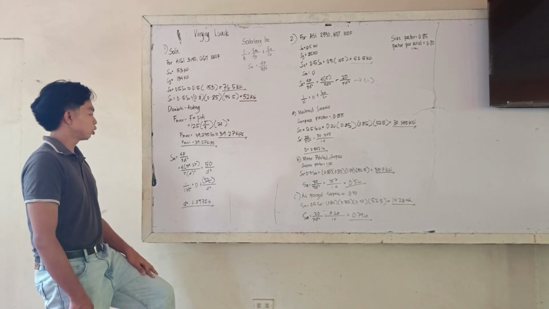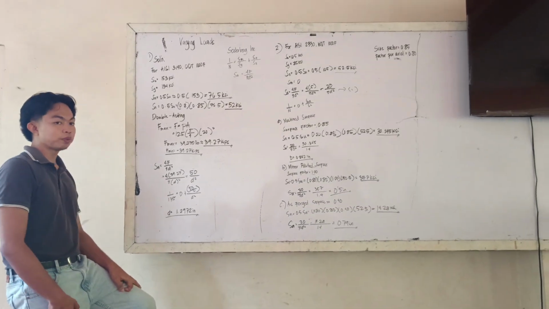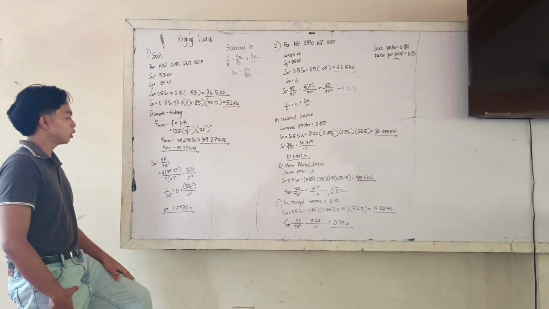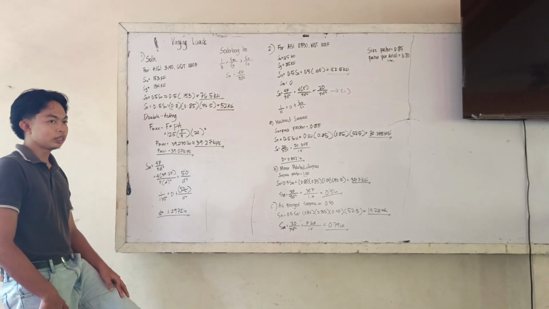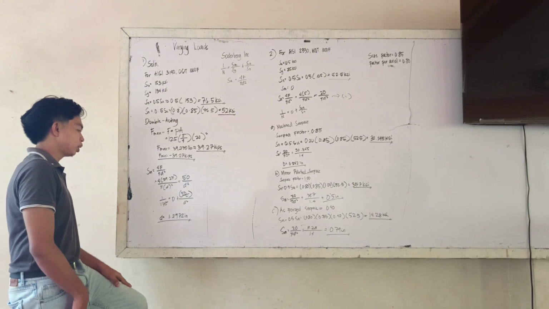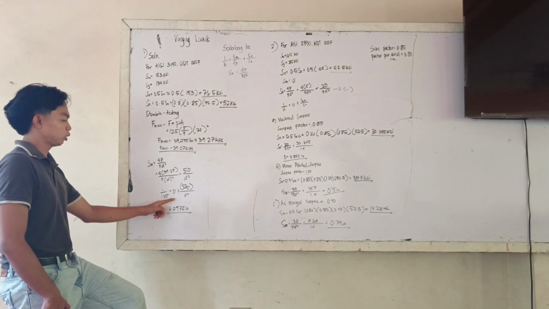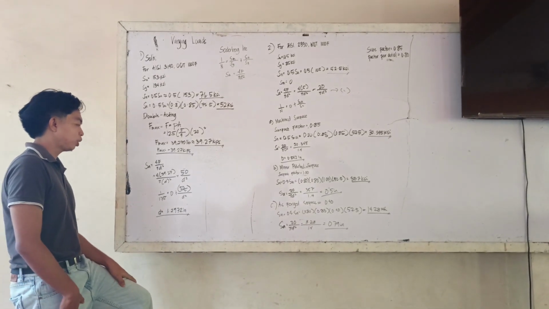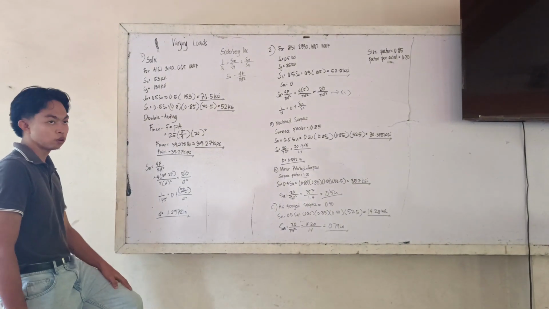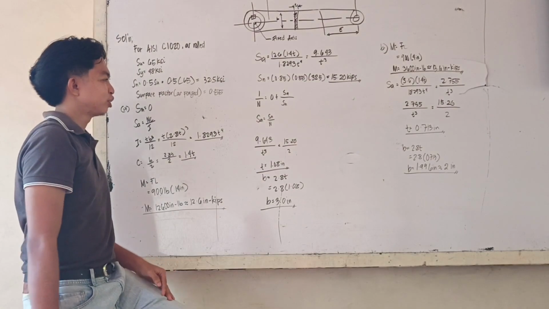And then next is for the Sa. Sa is equal to 4F over pi d squared. So 4 multiplied by 39.27 over pi d squared. And then the answer is 50 over d squared. And then it will become 1 over 1.75 equals 0 plus 50 over 2 over d squared. So the diameter is equal to 1.29 inches.